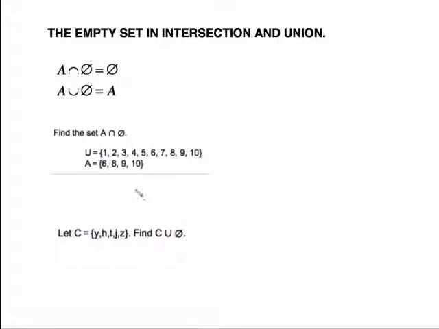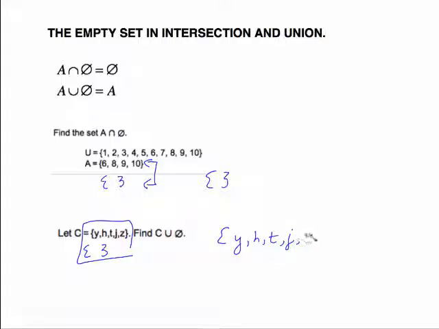An example right here, let's look at these two sets. I want to do A intersect the empty set. We'll take a look here at A. The empty set is just this. Is there anything in common between A and the empty set? And the answer is no, so it's the empty set. But if I want to do C union the empty set, so here's my empty set. If I unite these sets, I have Y, H, T, J, Z.